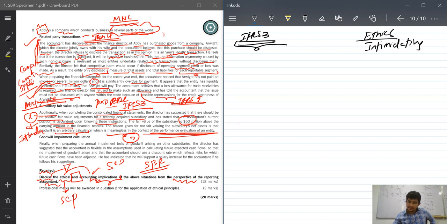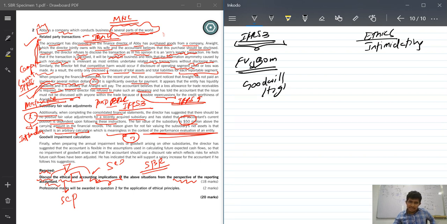Now, if it's IFRS 3, the fair value must be reflected. The fair value is 50 million, so you should mention this figure in the answer. If this 50 million is not mentioned, the goodwill will be high.